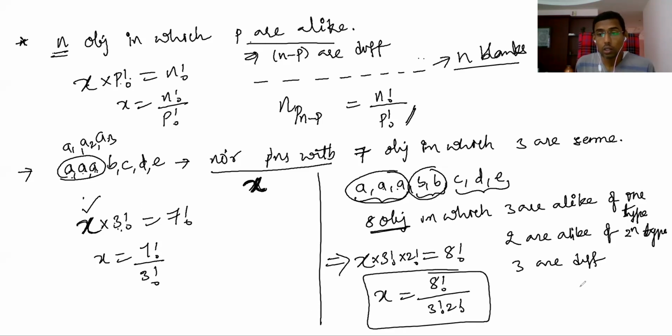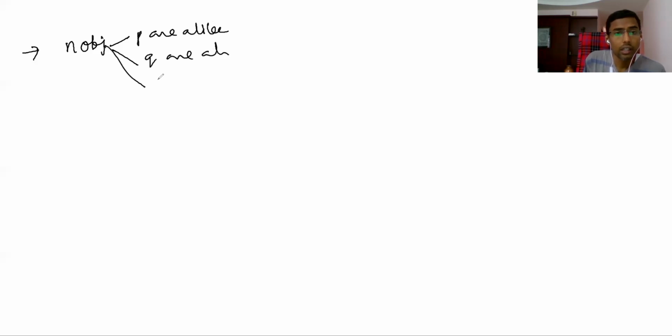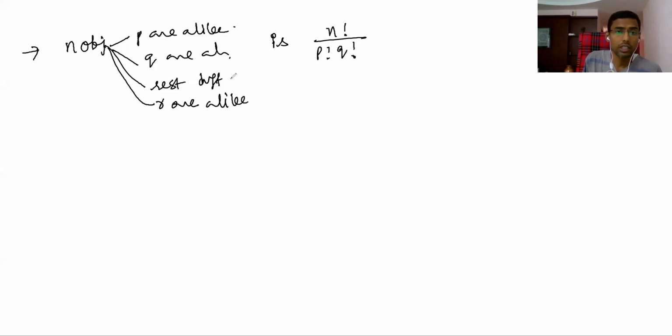Very simple like this. So therefore, now n objects, in which p are alike of one kind, q are alike of another kind, and the rest are all different, the number of permutations is n factorial by p factorial into q factorial. Now let's say into r factorial, where p, q, r are alike: first kind, second kind, third kind, and the rest are different.